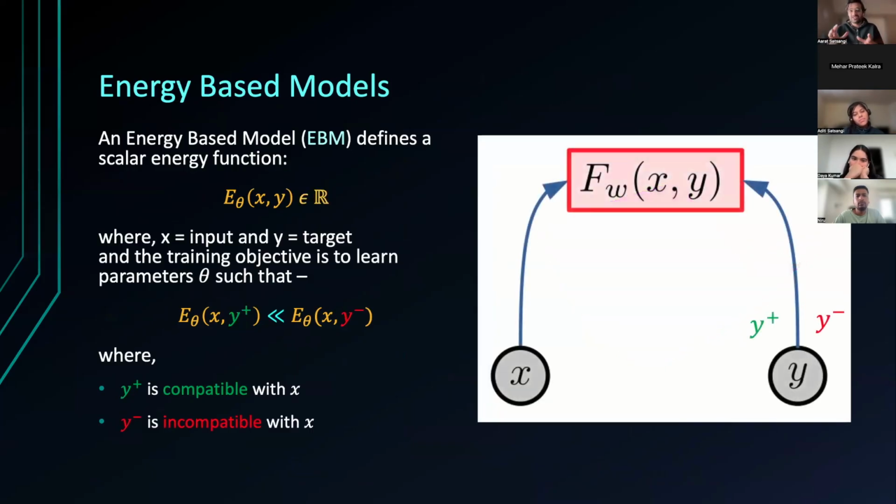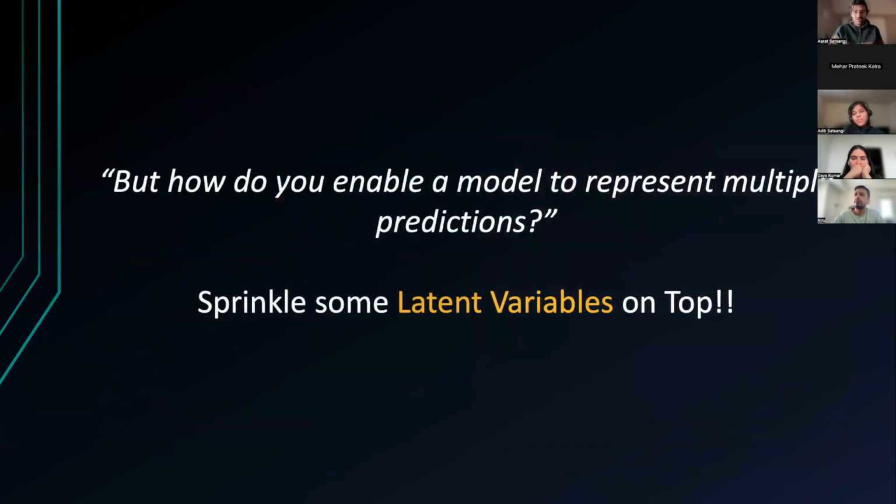So how would an energy-based model look if we were to draw it? There are two inputs going into an energy function, x and y. Y could be a y plus or a y minus. Y plus would mean that it is compatible with x, and y minus would mean that it is incompatible with x. It's just a notation that I'm clarifying. But how do you enable a model to represent multiple predictions?